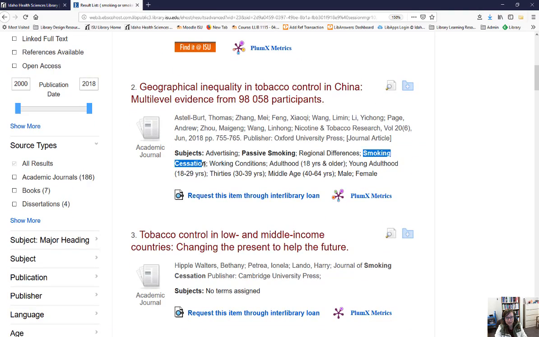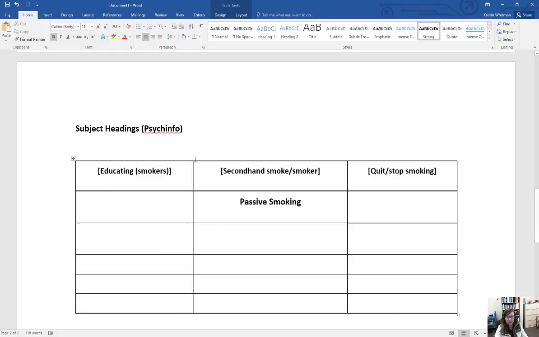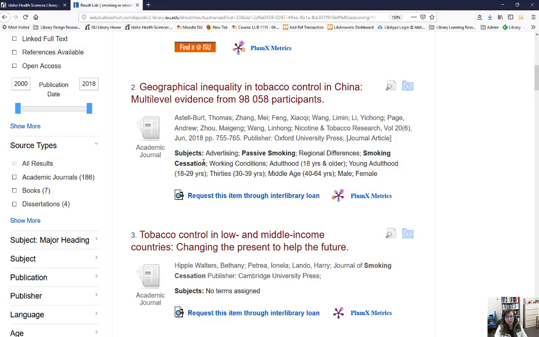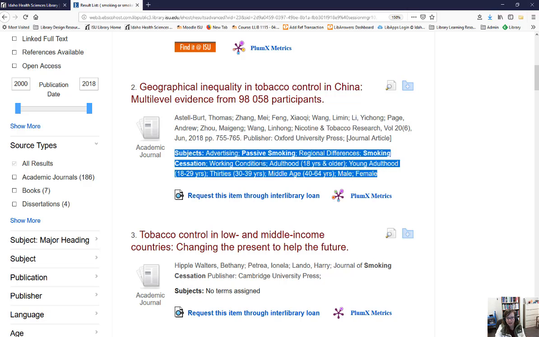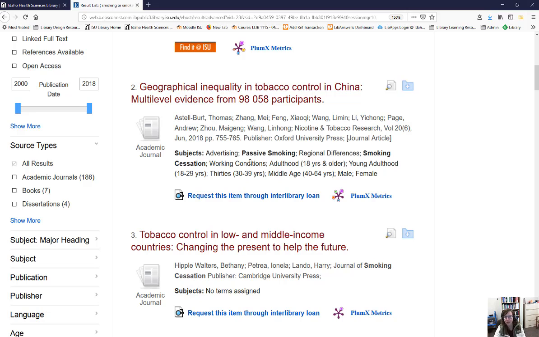Smoking cessation, I can see, is another subject heading that's used in the database. These are official subject headings. They're always written the same way. It's never going to be cessation of smoking. It's always smoking cessation, because in the subject field, this is controlled vocabulary. So the people who add subjects are always adding exactly the same phrase.